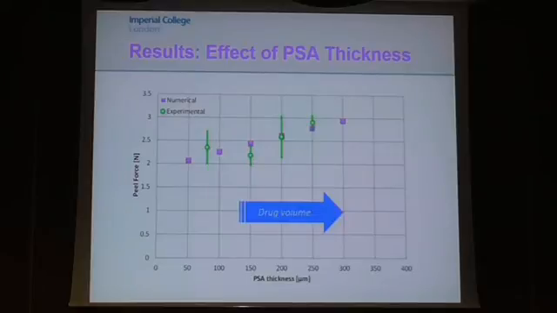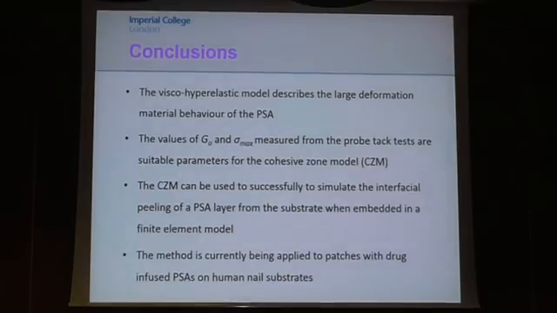And then the last part is the thickness of the adhesive layer. As the thickness of the adhesive layer increases, the force required to pull it off increases as well. Now the importance of this is the more adhesive layer that you have, that means you have more drug in your drug patch, which in theory means you can keep it on for a longer period of time before you have to replace it. And on the topic of drugs, I'll just conclude my talk by saying, now that I know this entire methodology works for the pressure-sensitive adhesive without drugs, we're now going to apply it to adhesives with drugs.